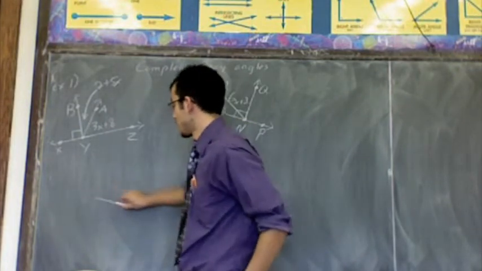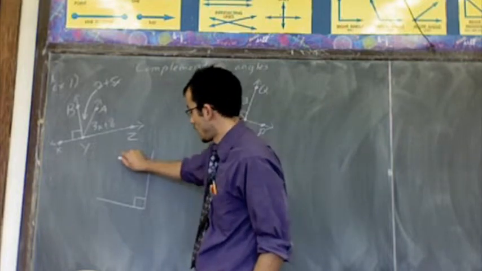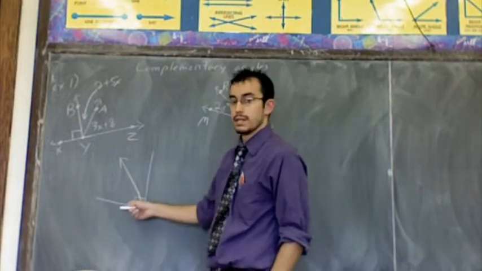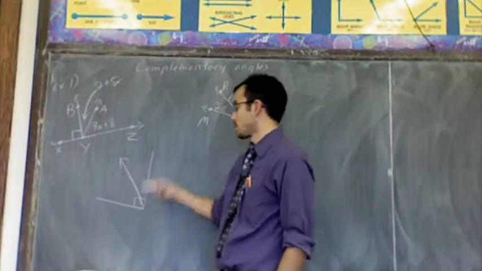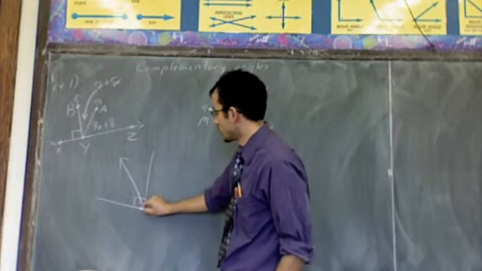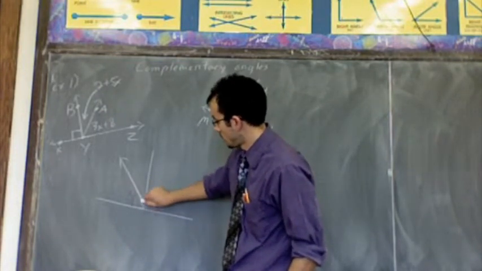Typically you'll see something like this. See a diagram, you'll see that box there, and then you'll see one ray split it. Well, that means that if this whole big angle is 90, these two pieces better add up to 90.